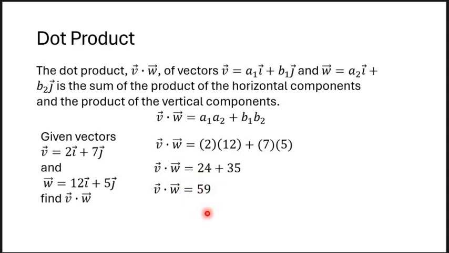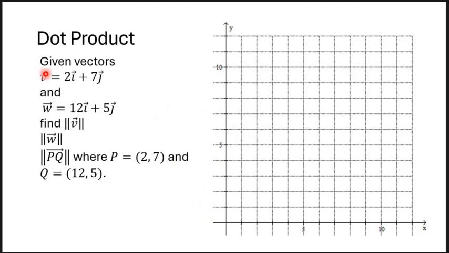Let's take a look at the geometry of the situation. Given vectors 2i plus 7j and 12i plus 5j, which are v and w respectively, find the magnitude of v, the magnitude of w, and the magnitude of vector pq with initial point p equals 2, 7 and terminal point q equals 12, 5. So let's go ahead and find these three magnitudes.